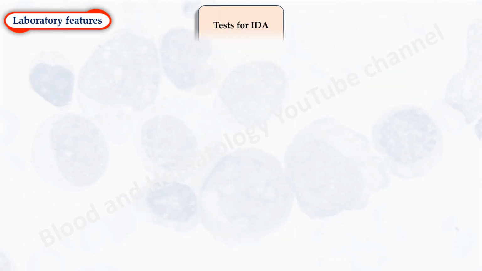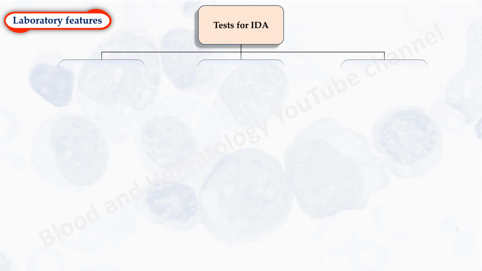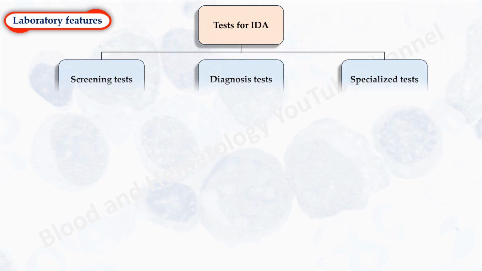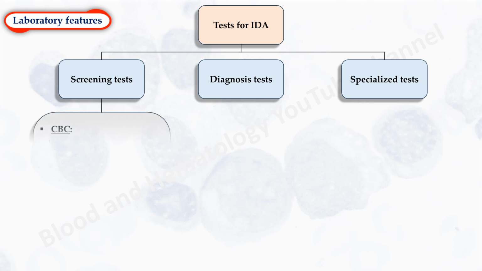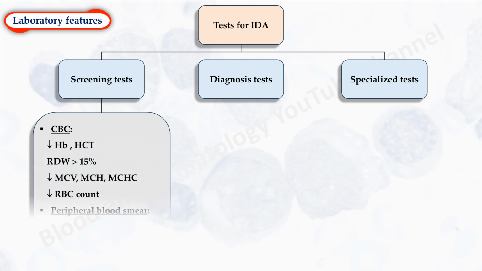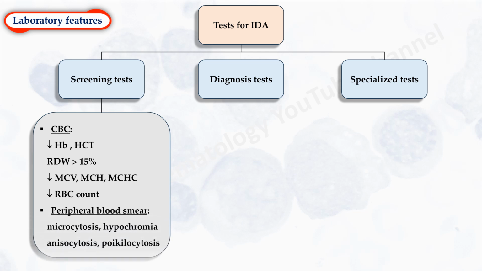The tests for iron deficiency can be grouped into three general categories: screening, diagnostic, and specialized. When iron-deficient erythropoiesis is underway, the complete blood count results begin to show evidence of anisocytosis, microcytosis, and hyperchromia. The classic picture of iron deficiency anemia in stage 3 includes a decreased hemoglobin level and the red cell distribution width greater than 15%.